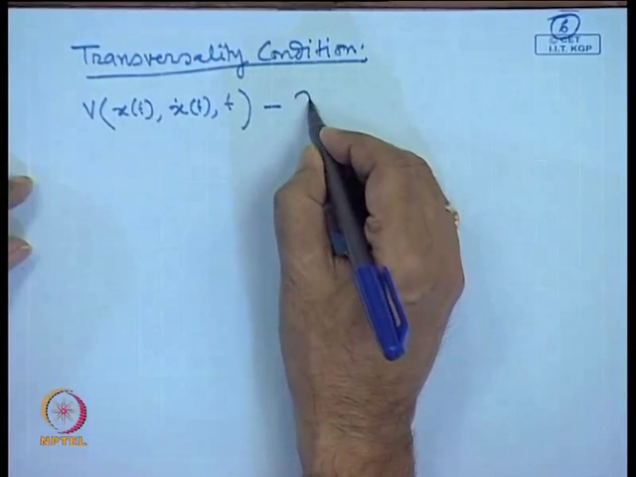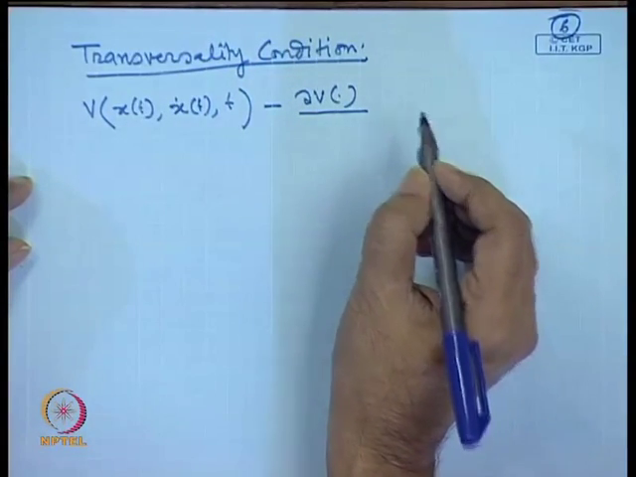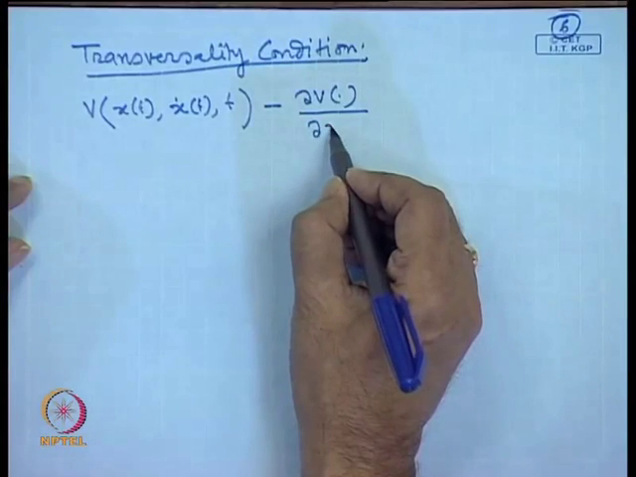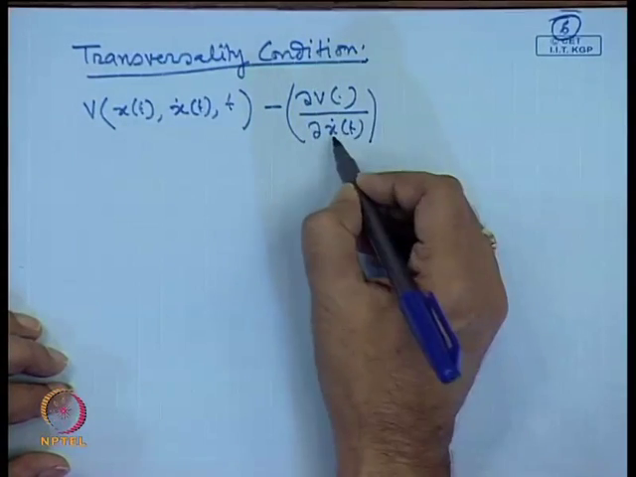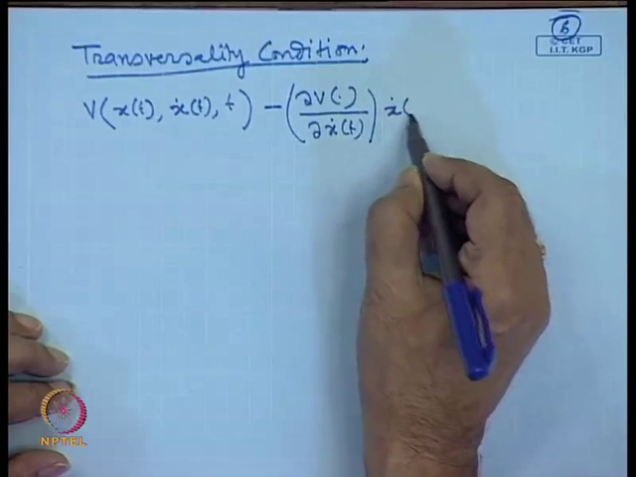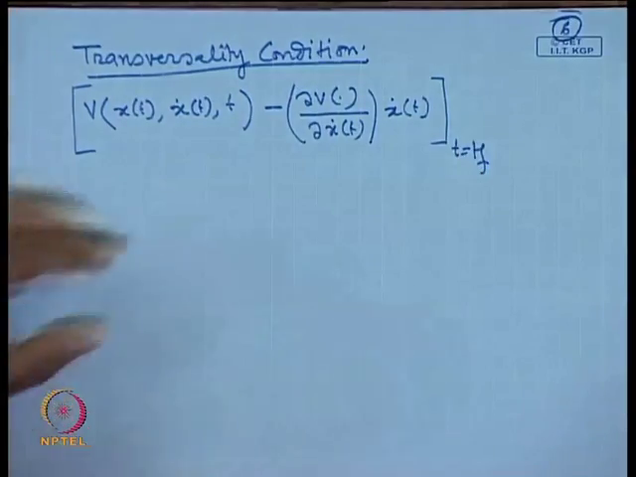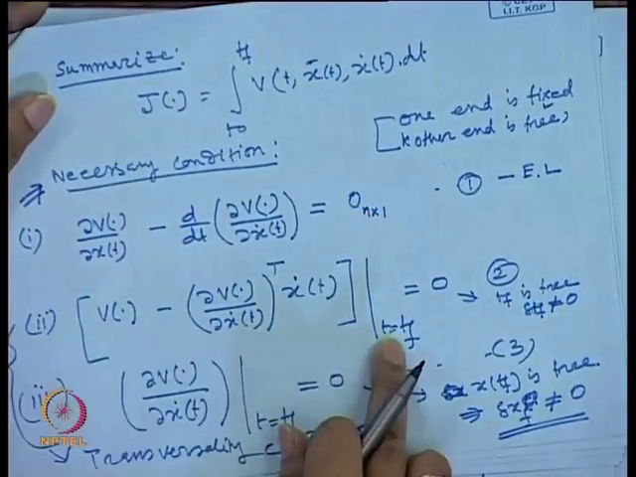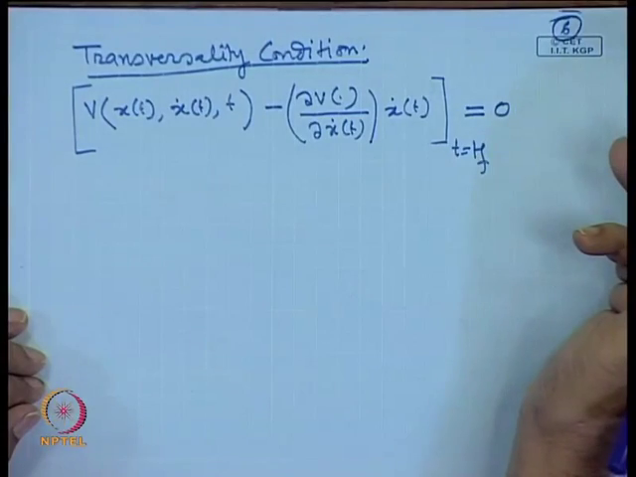So, this is the transversality condition when t f is free but x of t f is fixed, meaning delta x of t f is 0. Then this is equal to the derivative of v with respect to x dot, transpose if x is a vector, but it is a scalar so not necessary to write the transpose, into x dot of t. But do not forget to evaluate this at t is equal to t f, you have to put t is equal to t f in the transversality condition, not in Euler's equation. So, do not forget to write t is equal to t f when t f is free, agree.